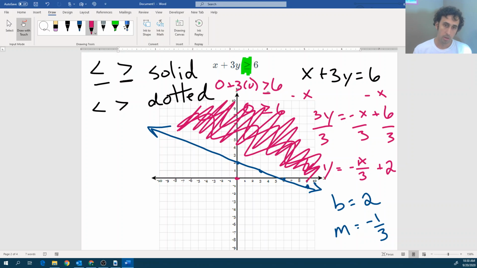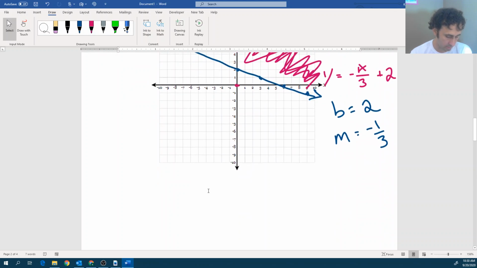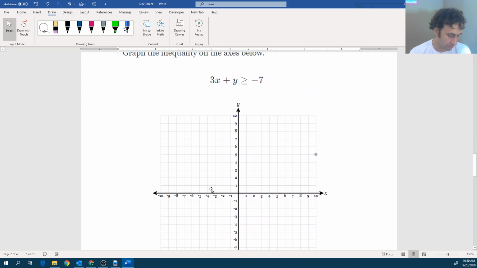We put the equation into slope-intercept form. We put some points to draw the line. We determined if that line was solid or dotted. And then we determined if we had to shade above or below. Now, a lot of times you can sort of use the thought process of if it's a greater than sign, you shade above. If it's less than, you shade below. But still, I personally like to plot some points. So let's do another one.